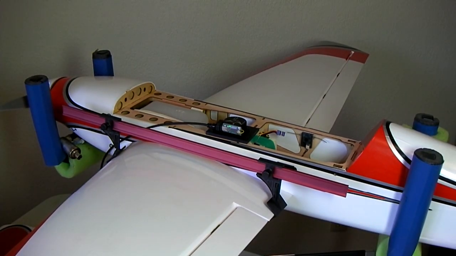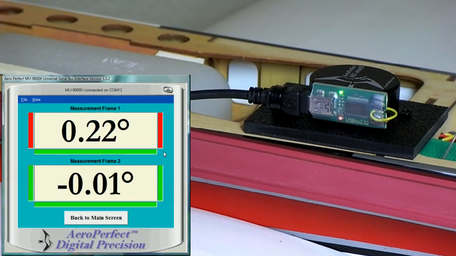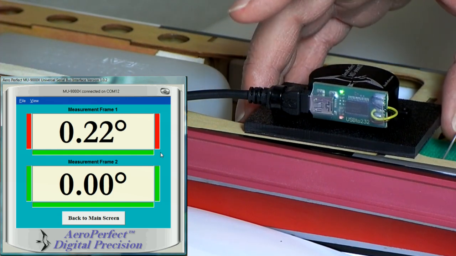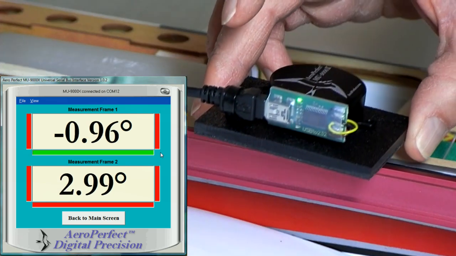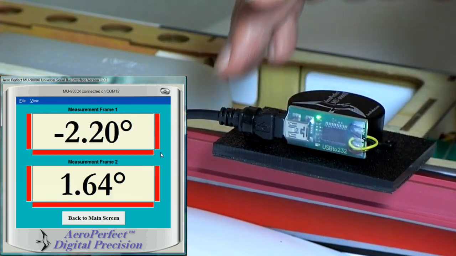Set level in axis 1 and click invert in axis 2 so that positive wing incidence will yield a positive reading. Set a zero reference angle in axis 2 and read the wing angle of incidence in the large digit view. Without disturbing your airplane's position, move the MU-9000X USB from the turtle deck to the incidence bar. The wing angle of incidence measures 1.65 degrees.